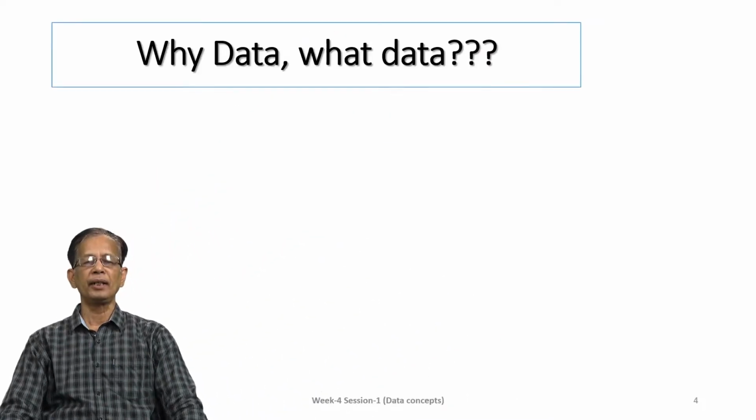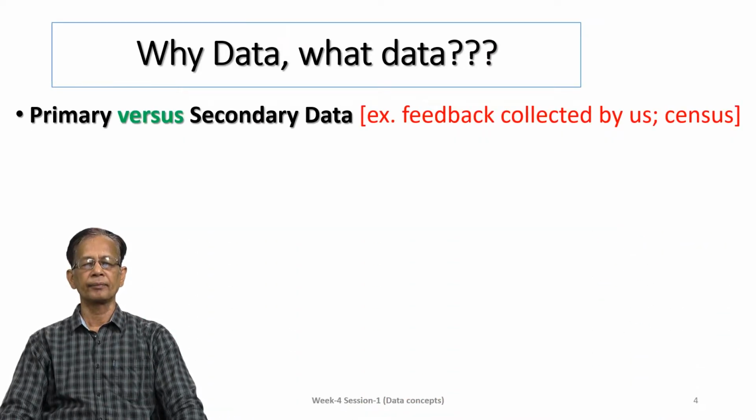So, for that, let us classify and understand different types of data. From one angle, we can classify data into two ways. One is primary data, another is secondary data. Primary data, as you understand, is collected by us for the first time. It could be, for example, collecting feedback from interviewees. Secondary data is already published. As an example, census data is the best example of secondary data.